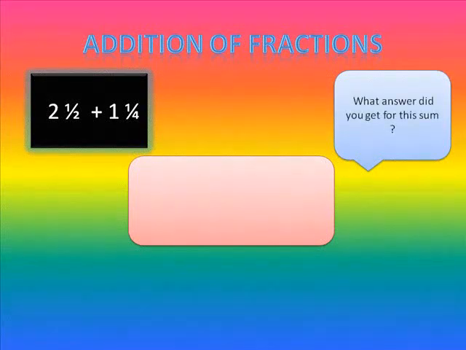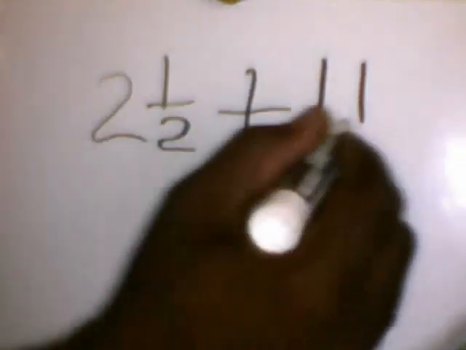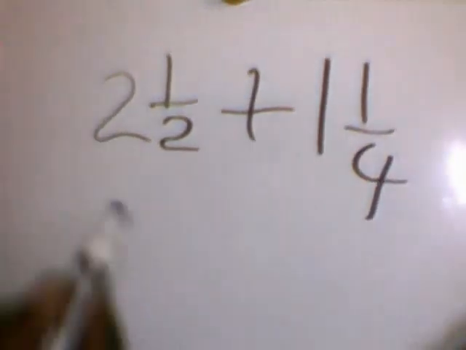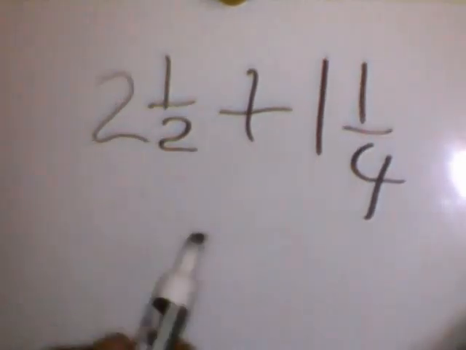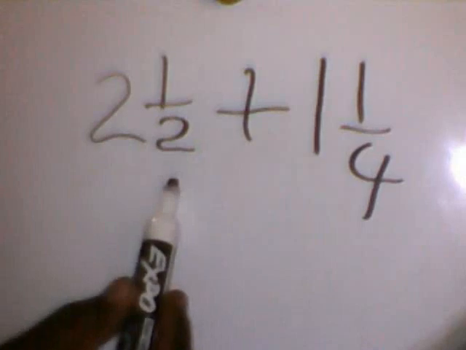2 1/2 + 1 1/4. What answer did you get for this sum? There are several ways you can add fractions. Let's try this method. I'm going to show you one way in which we can add the 2 1/2 + 1 1/4. Now, if you look at both fractions, you will notice that they are both mixed fractions where you have a whole number and a fraction.